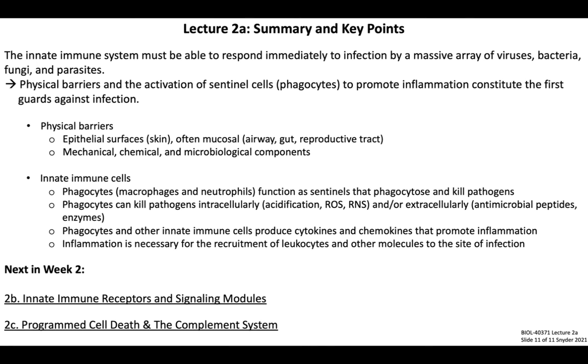So in summary for today, I hope that we've established the key point that the innate immune system is required to provide immediate defense from infection by any of a number of species belonging to these four major categories of pathogens. We've learned that innate immunity does this through both physical epithelial barriers that provide mechanical, chemical, and microbiological components of defense, as well as through the activation of innate immune sentinels such as phagocytes, which function by phagocytosing and killing pathogens and promoting inflammation.